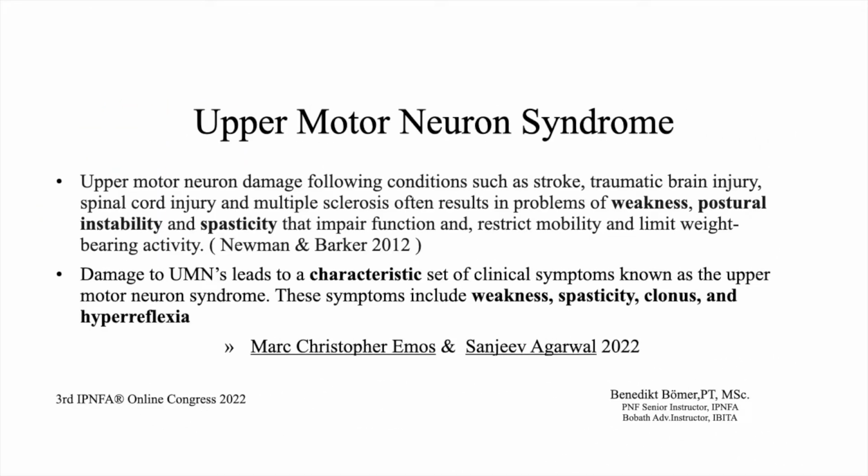To understand now what the reasons are for the limitation on the activity level, we look at the definition of the upper motor neuron syndrome. My favorite definition is this one from Newman and Barker from 2012, because they already highlight in this definition one of the main problems after a lesion in the central nervous system. Here the features are weakness, postural instability, and spasticity. If you look also at the newer publication, the characteristics are the same: weakness, spasticity, clonus, and hyperreflexia.